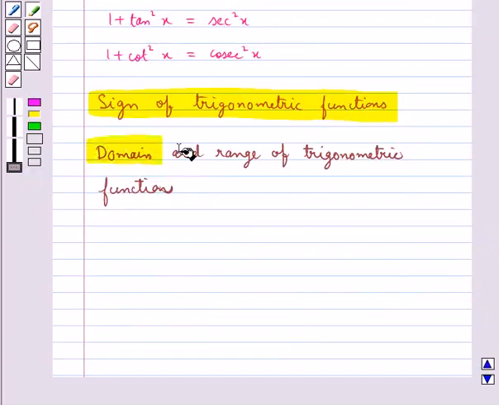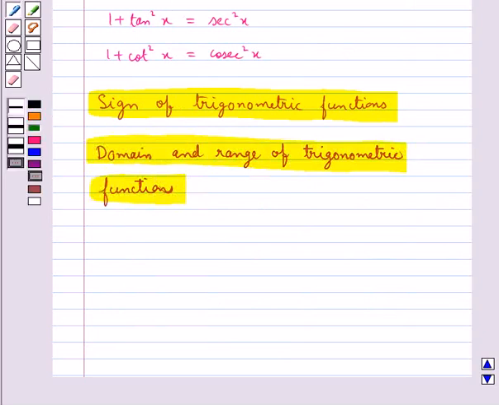Next, we discuss domain and range of trigonometric functions. From the definition of sine and cosine functions, we observe that they are defined for all real numbers. And we also have that sin x is greater than or equal to minus 1 and less than or equal to 1, and cos x is greater than or equal to minus 1 and less than or equal to 1.